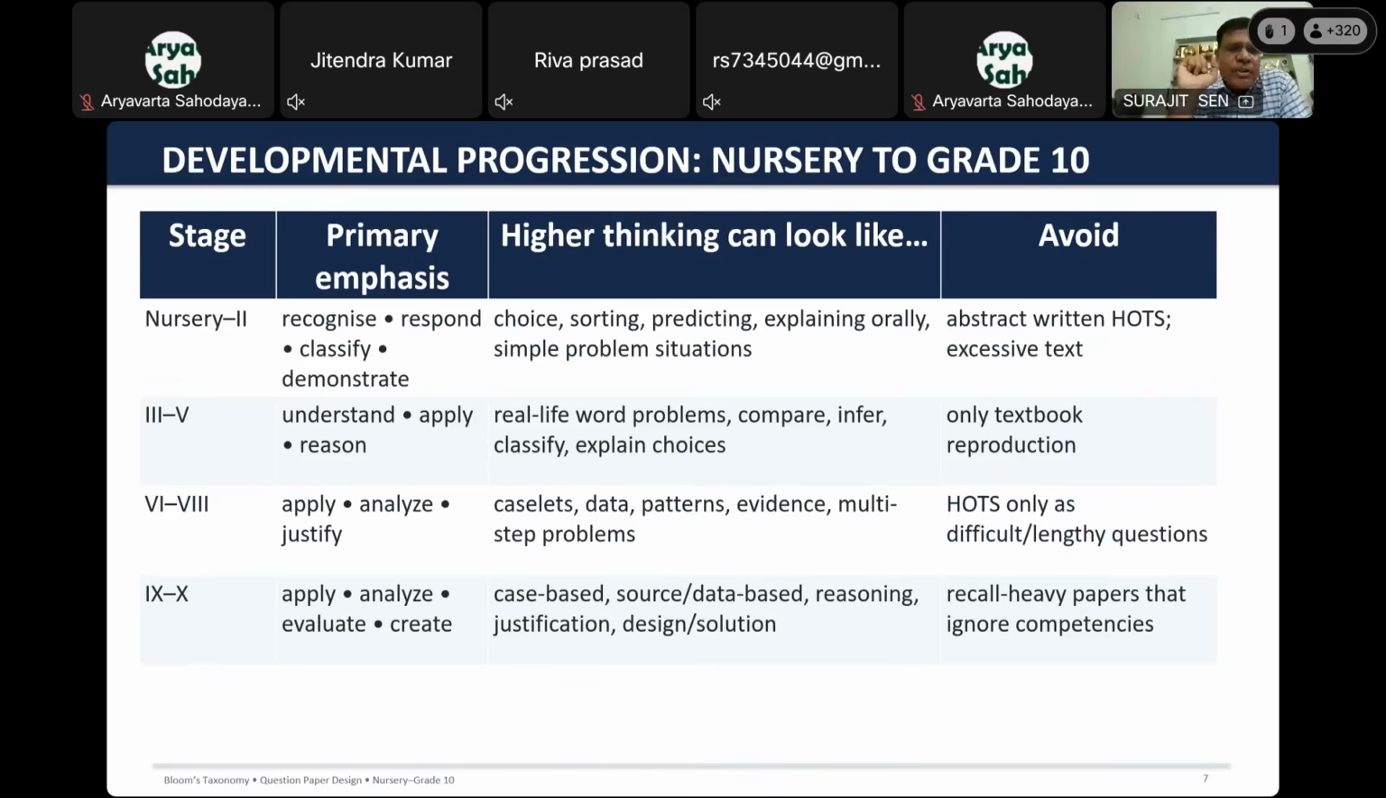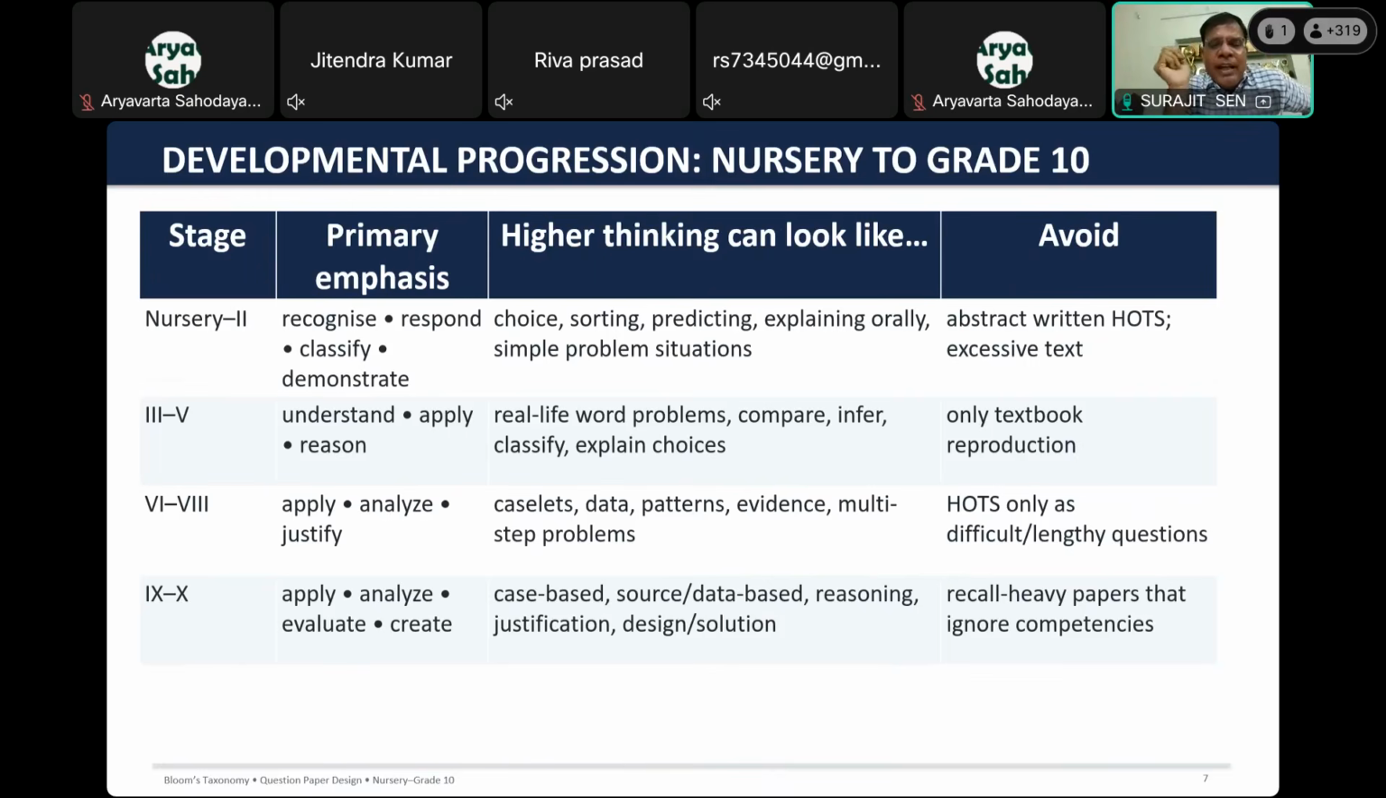So we will try to make questions on which the children can recognize the thing, they can respond with their learning, and if necessary, they can do a little bit of classification. The same thing, when we go for standard 3 to 5, we will give more emphasis on understanding of whatever they are learning, and application of whatever they are learning with some reasons.